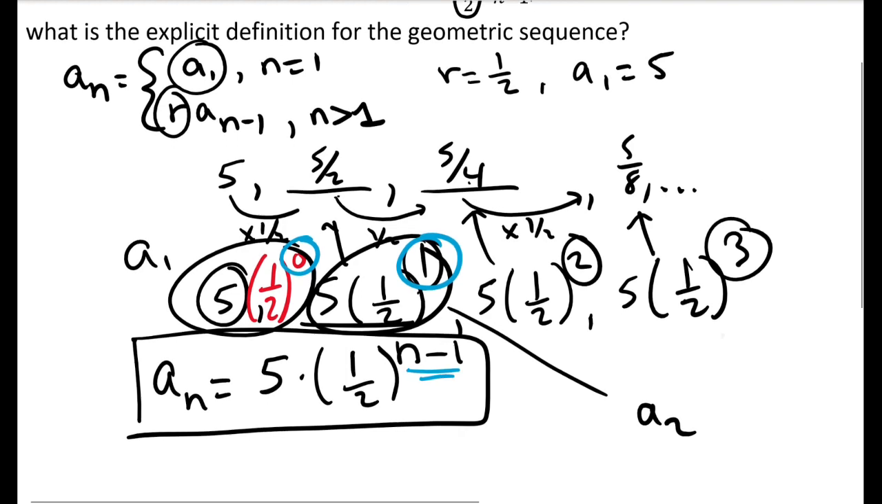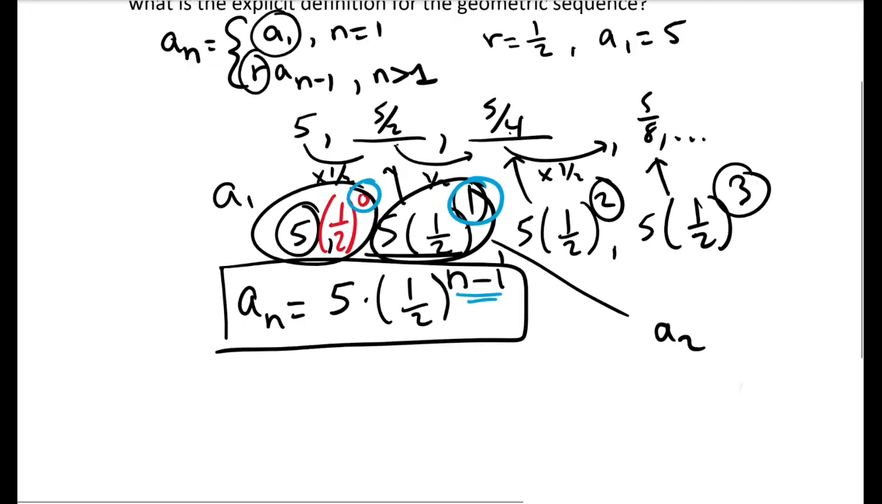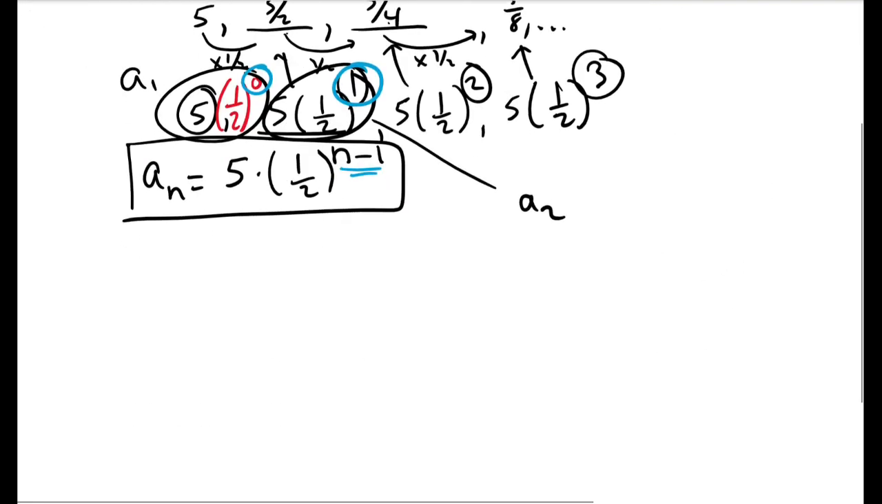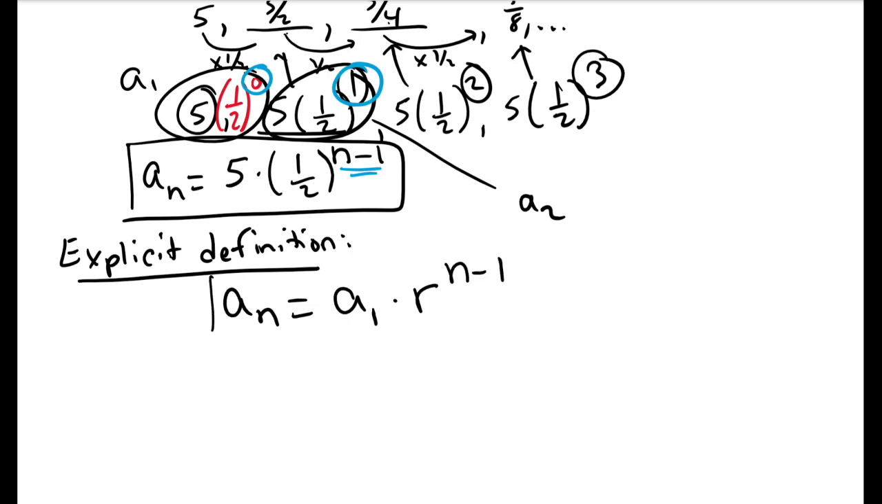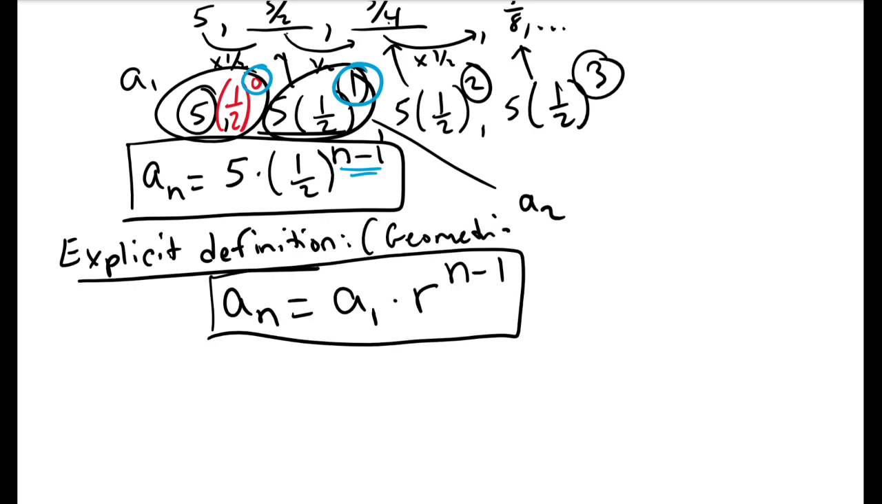So basically, the explicit definition for a geometric sequence, we'll go ahead and write it out here, is given by a sub n equals a sub 1 times r to the n minus 1 power. So this is my explicit definition for geometric sequences.